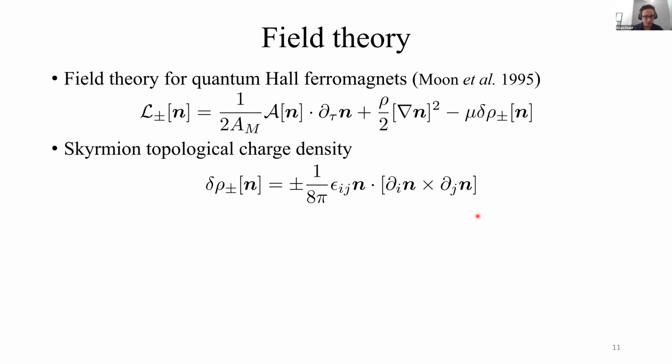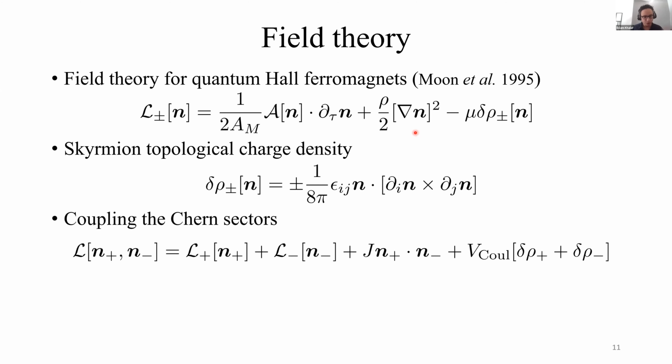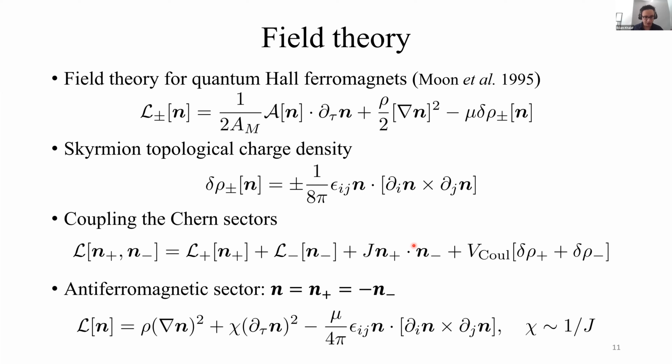Then in addition to this, I need to couple the two Chern sectors, and there are two ways the two are coupled. One is through this antiferromagnetic coupling, and the other is through Coulomb interaction, because the Coulomb interaction is coupled to the total charge density. Now, if we're looking at energies that are small compared to this J scale, we can essentially think of these two spins or pseudospins as antiferromagnetically locked and integrate out the ferromagnetic fluctuations.